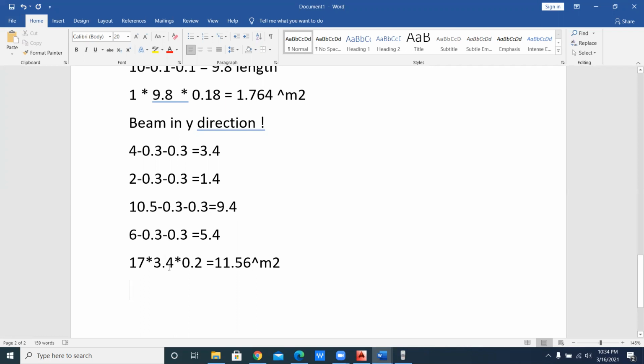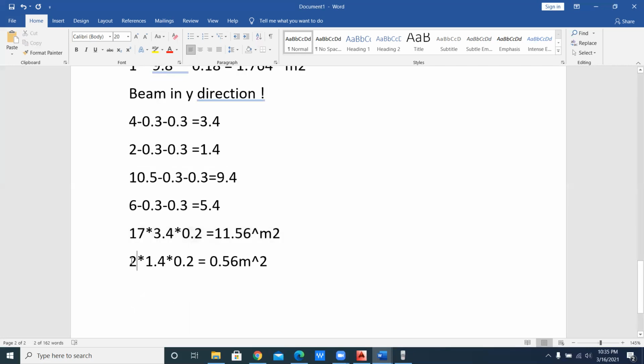And the other thing is 2 cross 1.4, and multiply with the thickness, 0.2. How much do you get here? You get 0.56 square meter. Okay, this one is this value, and the other one is this value. So this is normally a simple calculation.